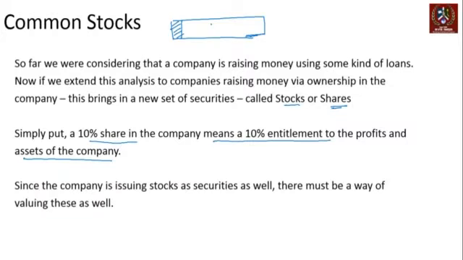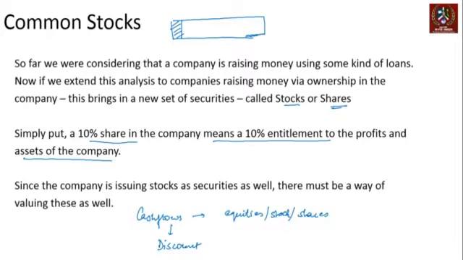The company is issuing stocks as securities as well. There must be a similar way of valuing them, right? All we need to find out is if we do get a set of cash flows from these equities or stocks or shares, as we call them interchangeably, and then we could discount these cash flows. So that should be the logical modus operandi or way of valuing a stock as well, right?